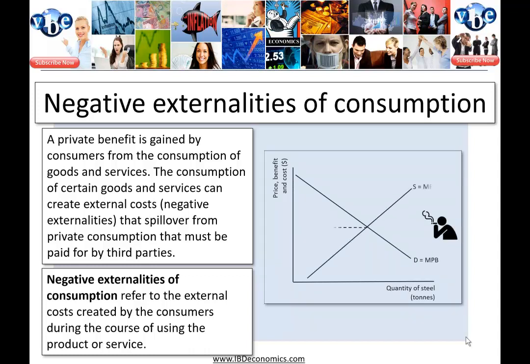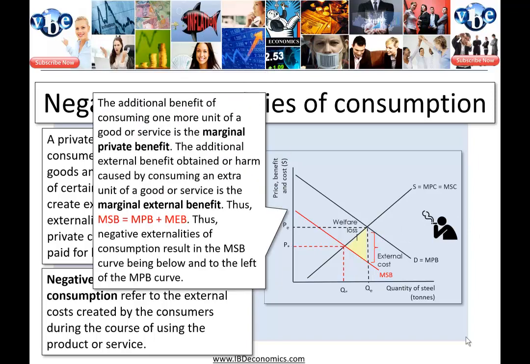Classic example is smoking. So price, benefit and cost in dollars on the y-axis, quantity of cigarettes consumed on the x-axis, demand, supply. Supply equals the marginal private cost, which equals the marginal social cost, and demand equals the marginal private benefit in this model.